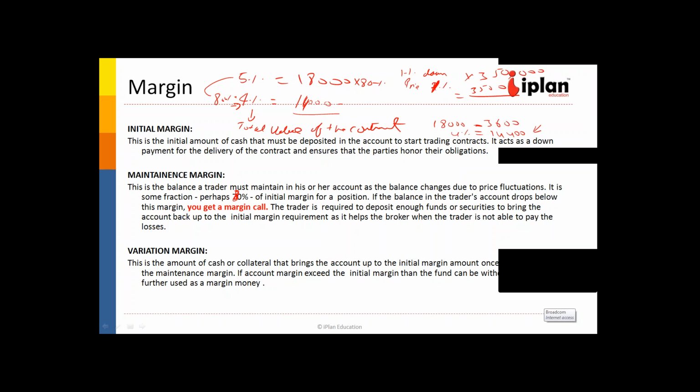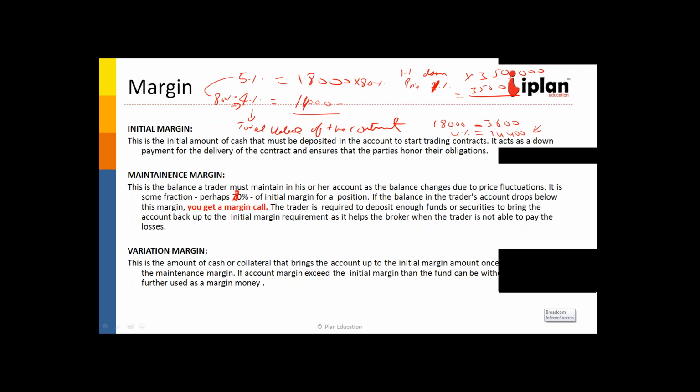Initial margin requirement was 5% of 3,50,000. That means 18,000. And here it says that 80% of the initial margin position you have to maintain. That means if the balance falls below that level, your position may be squared off. So it is telling you that 4% you have to maintain. Okay, so 4% is around 14,000.